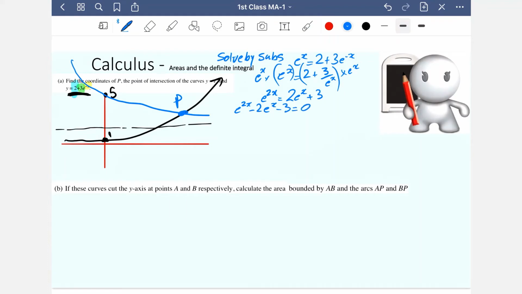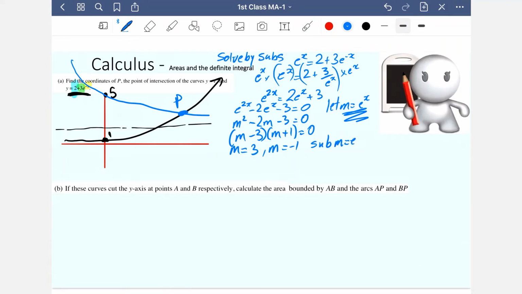equals 0. Now at this stage you need to recognize that this is an equation which is reducible to a quadratic. So if you make this simple substitution, what you will see is that you will end up with m squared minus 2m minus 3 is equal to 0, which we can factorize: m minus 3 and m plus 1. When we solve, we're going to get m is equal to 3 and m is equal to negative 1. Now we sub back, m is equal to e to the power of x. So now instead of m, I'm going to substitute: e to the power of x is equal to 3, and e to the power of x is equal to negative 1.